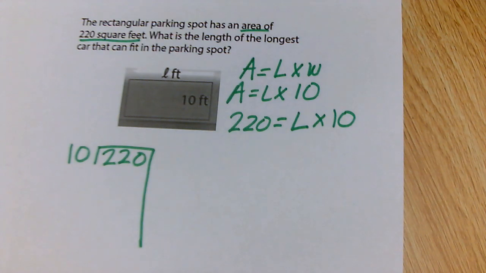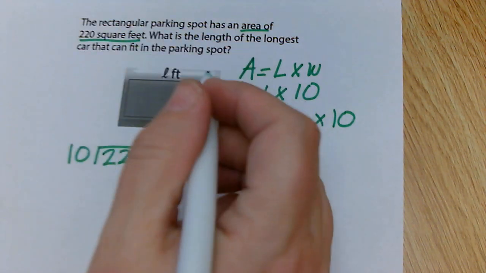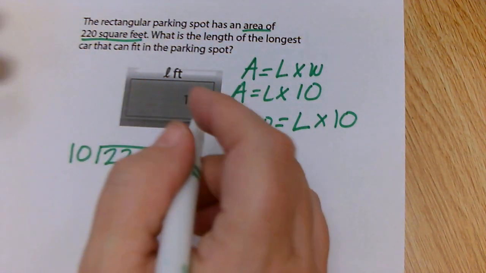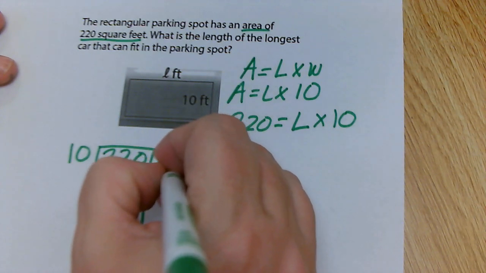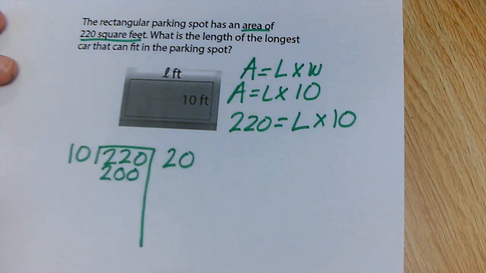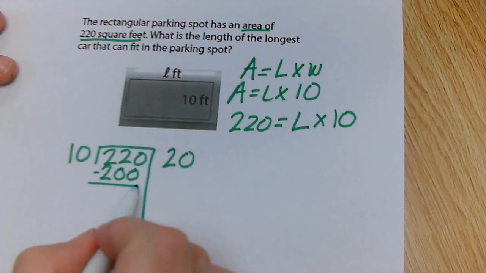Well, if I look there, I know that I can't pull out 100 because 100 times 10 would be 1,000, and that would be too much, right? So instead, I'm going to move to my tens. So I can pull out, remember, 10, 20, 30, 40. Well, I know that 10 times 20 is going to give me 200. So I'm going to pick 20.